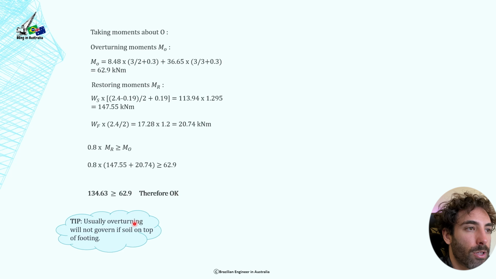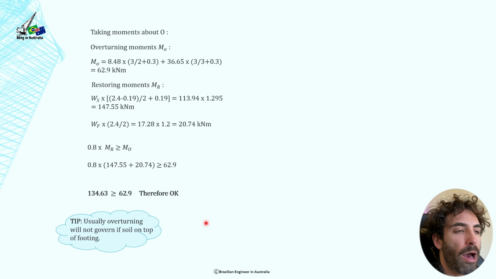The wall is not gonna overturn. So our next tip here, usually overturning will not govern if there is soil on top of the footing. What that means is, if you have a wall where the footing goes under the soil and you're getting that this wall is overturning, you might be doing something wrong in your calculations. Now the next stability check that we're gonna do is for sliding.